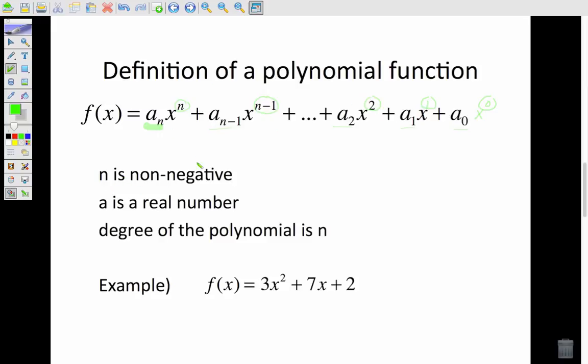N is non-negative. A is a real number, so your coefficients are real numbers. And the degree of the polynomial is n. So it's just the definition of a polynomial. Here's an example of a polynomial: 3x squared, 7x plus 2. This can be put underneath the definition of a polynomial function.